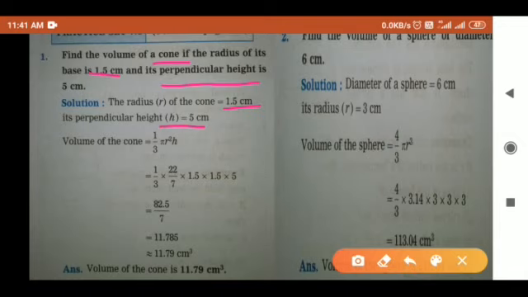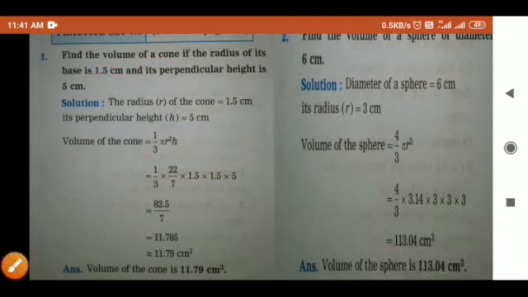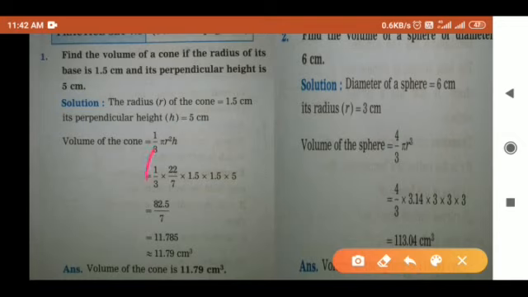So what we need is, we need the formula first. What is the formula for volume of cone? So it is 1 upon 3 pi r square h. Now all we have to do is substitute all the values. 1 upon 3 as it is, the value of pi is not given, so it will be 22 upon 7. R is given 1.5. Since square is there, we will write 1.5, 1.5, and the value of h is 5.